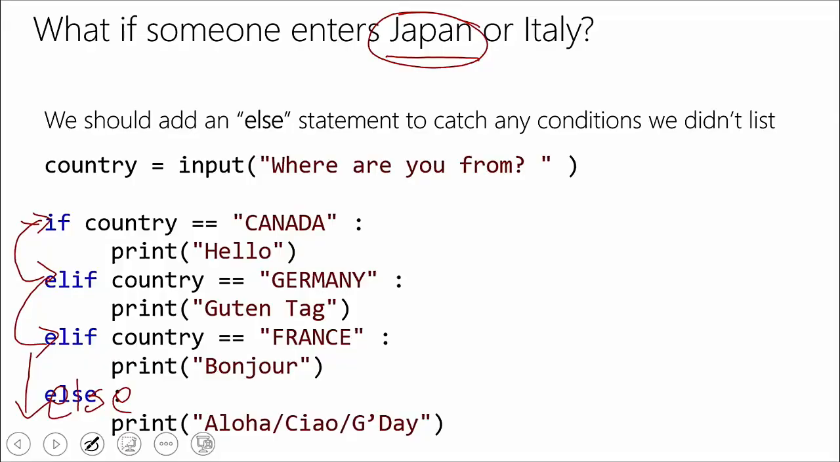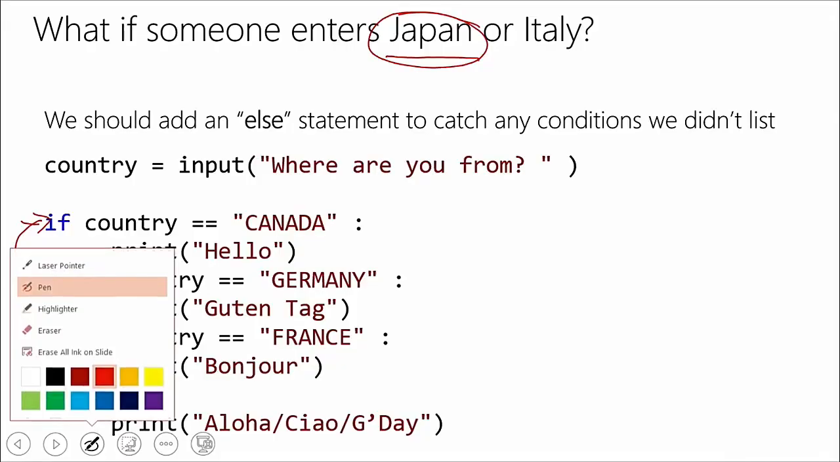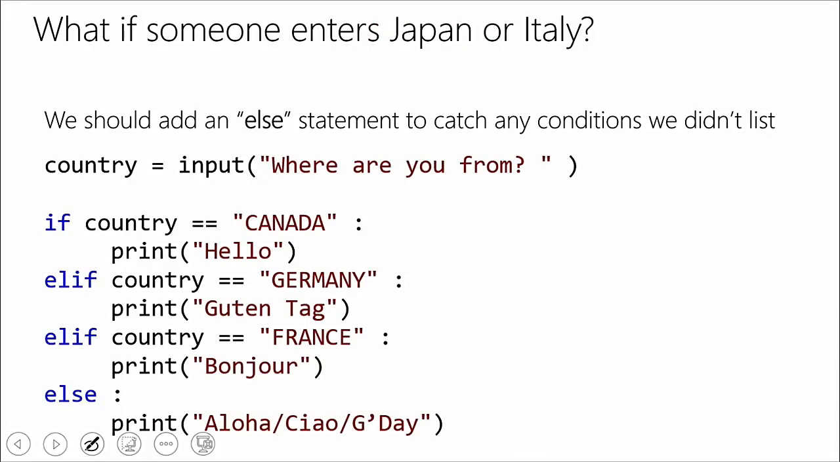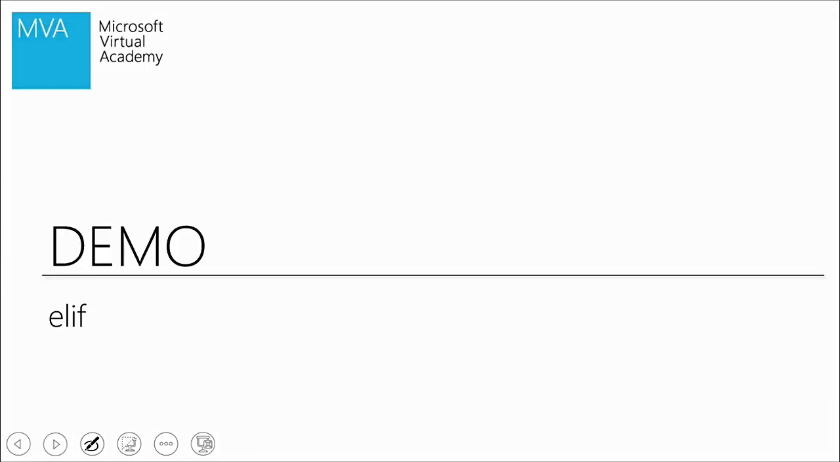Sure. And then you'll notice down here at the very bottom, let me just erase all my ink. There we go. You'll notice down at the very bottom I've got my else and then print and then aloha, ciao, g'day, ciao. And we'll go from there.